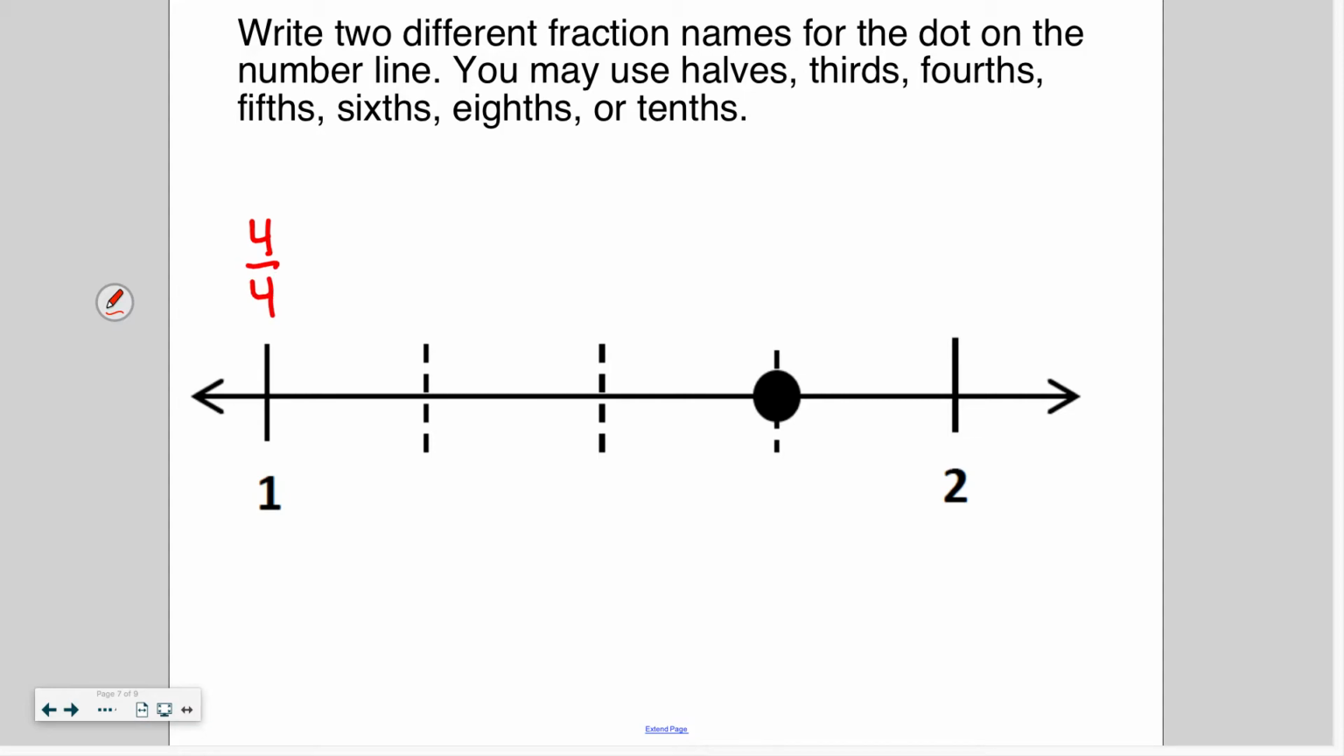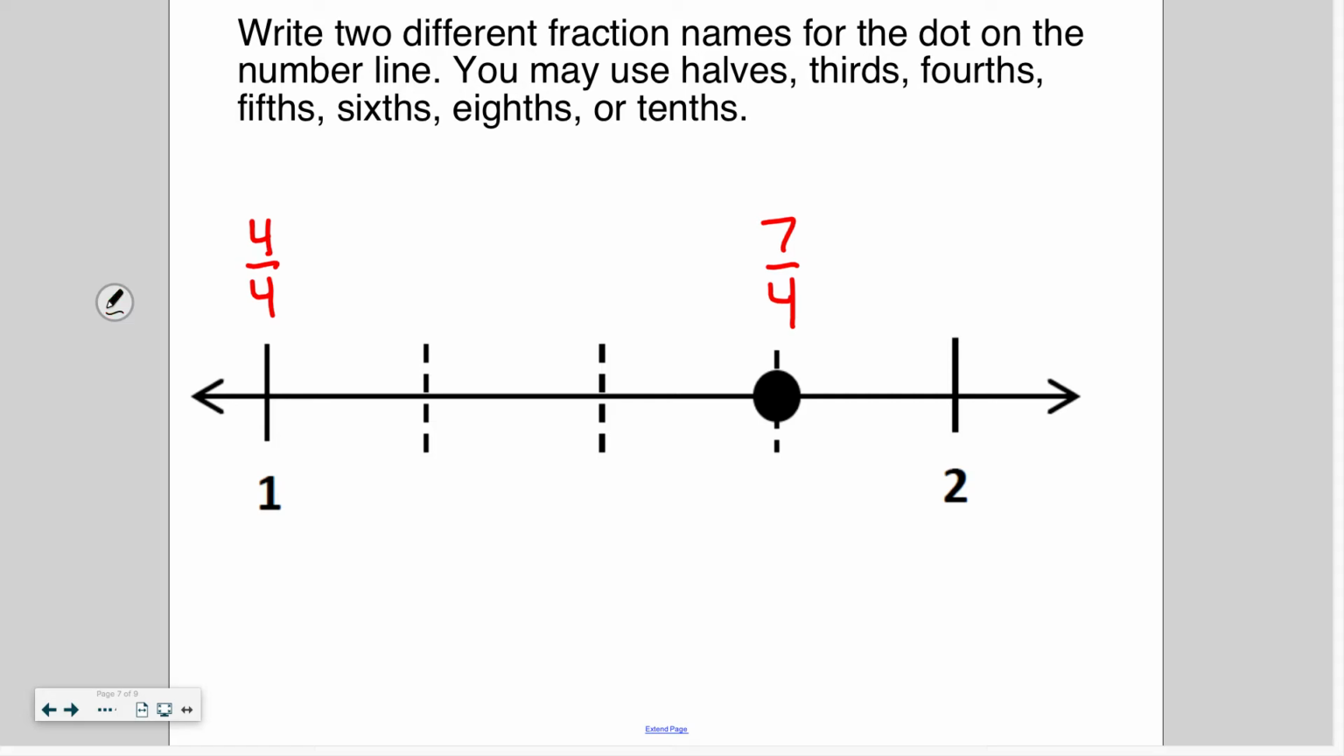Now we can use this information to move on and find out what this dot is in fourths. If we count on from 4/4, what is the value of this dot on the number line? If you haven't already answered this, please pause now, think of your answer, and then press play. So if I start at 4/4, because this is 1 whole, 5/4, 6/4, 7/4, I count on. This dot on the number line represents 7/4.